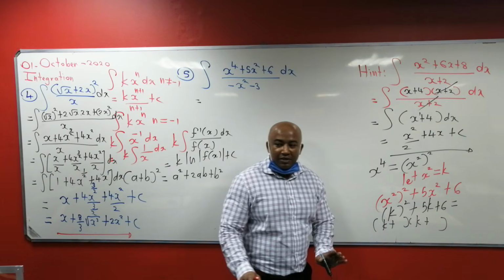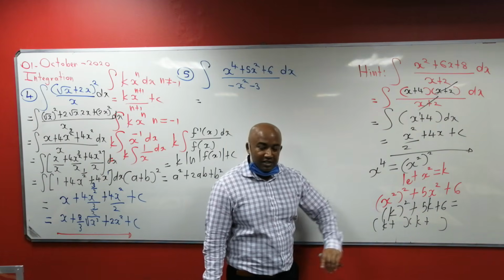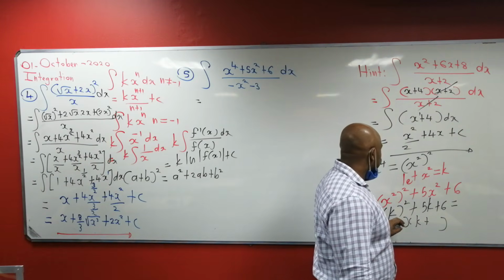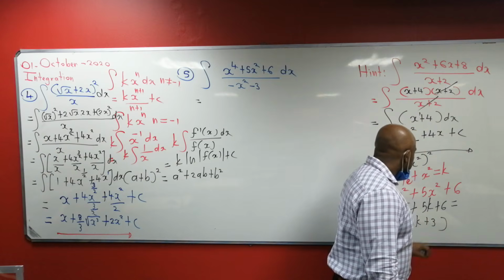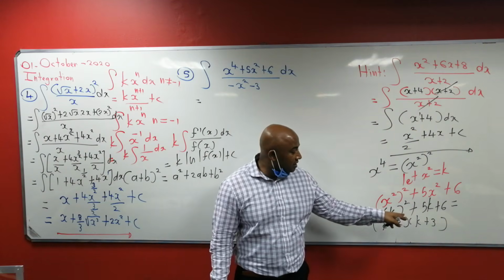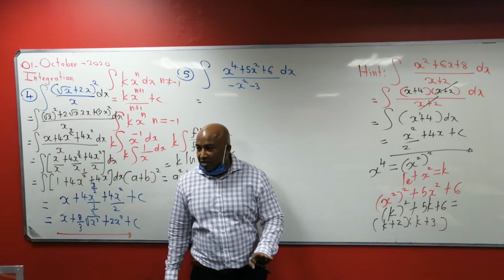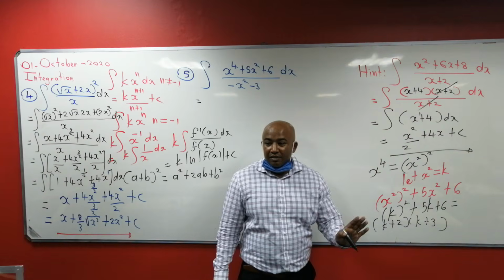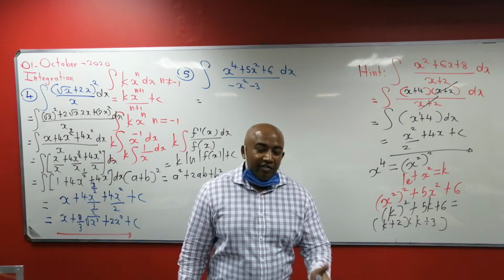This you must be 100%. Within 2 seconds you should know the factors of 6. It's either 6 times 1 or 2 times 3. Which one are we using? We cannot use 6 times 1 because 6 plus 1 is 7. Look at the middle term. Middle term is not 7. You should know that. 2 plus 3 is 5. 2 times 3 is 6. Straight. And that is your factors.